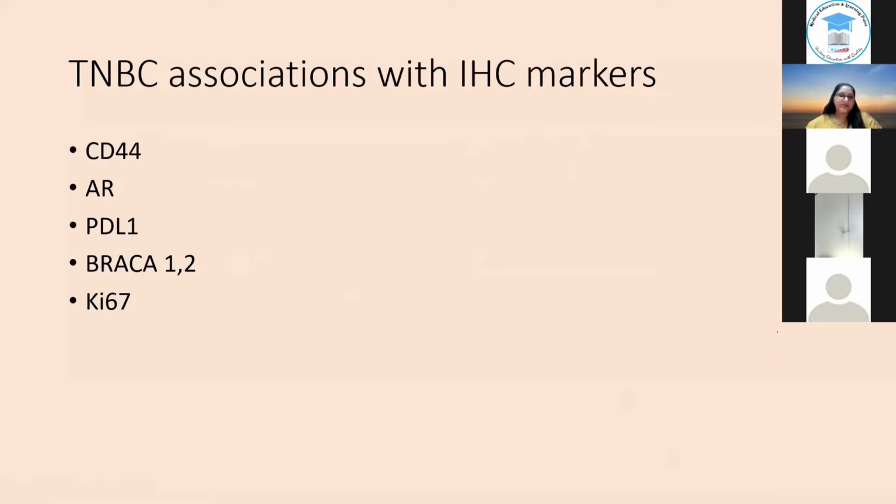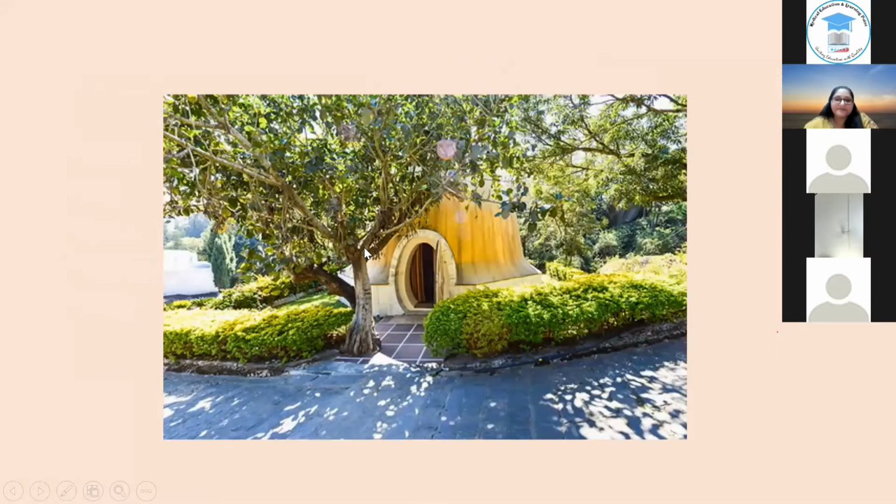associations of triple negative breast cancers with IHC markers. So I would be talking about 5 IHC markers as of today. First is cancer stem cell markers, in that CD44, but there are other cancer stem cell markers like CD133, CD24, CD49F, ALDH1, but I would be talking about CD44 in detail. And androgen receptors, PDL1, BRCA1 and 2, the spelling is wrong, I'm sorry, and Ki67.